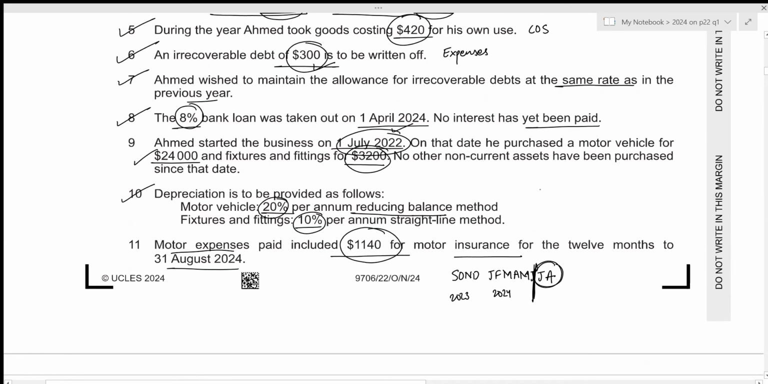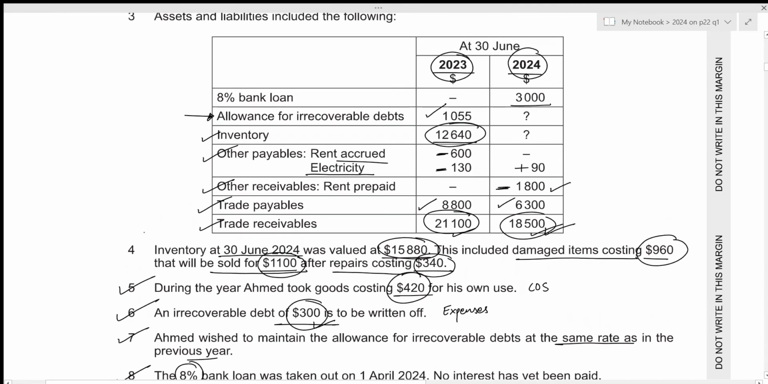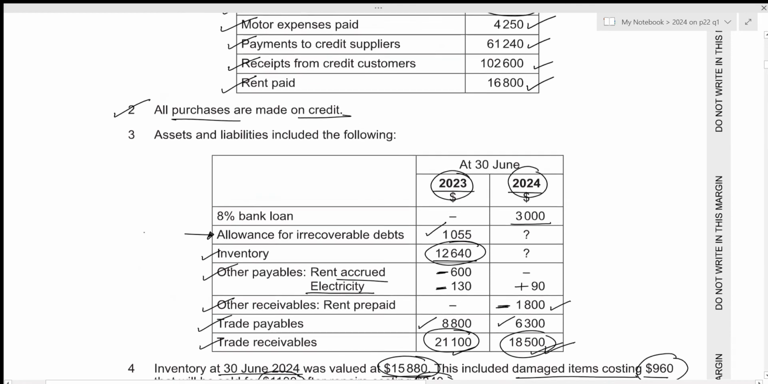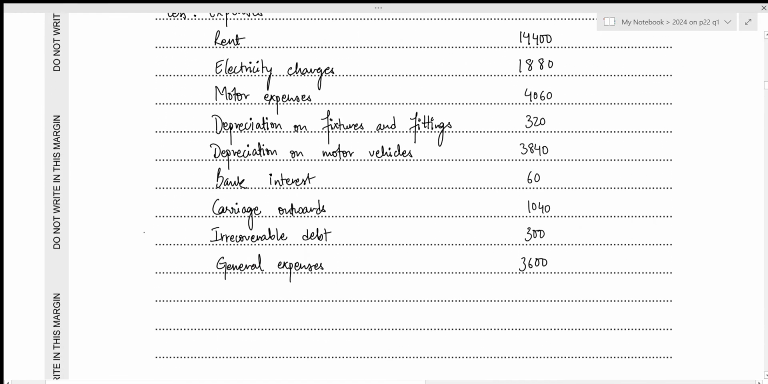Okay, so we have included the depreciation, the interest, the allowance for irrecoverable debt, goods taken for own use. I think we've included pretty much everything. So we can calculate the total of our expenses. That will be 14,400 plus 1,880 plus 4,060 plus 320 plus 3,840 plus 60 plus 1,040 plus 300 plus 3,600, which results in the value of 29,500.